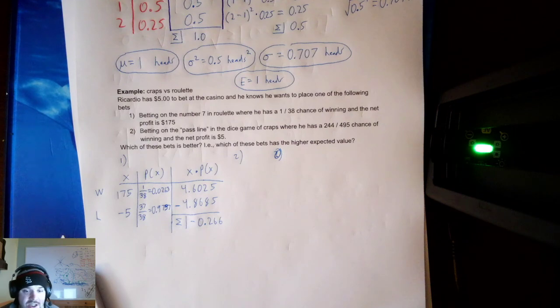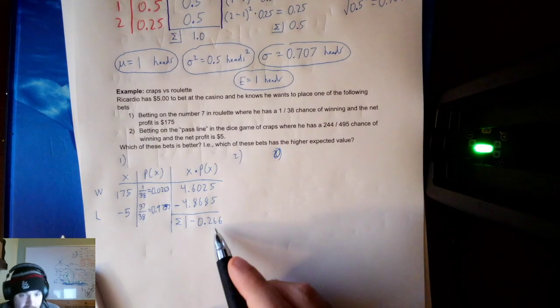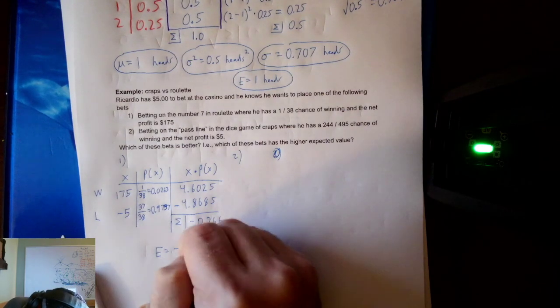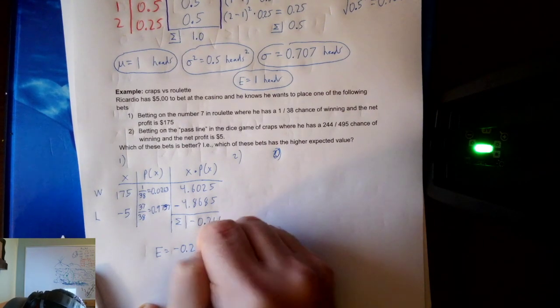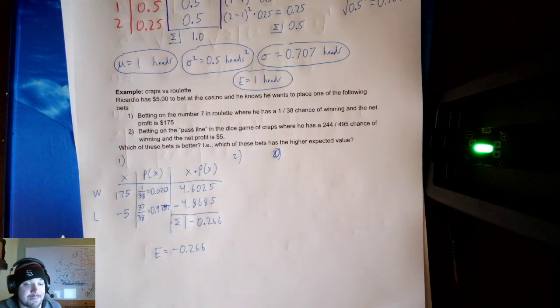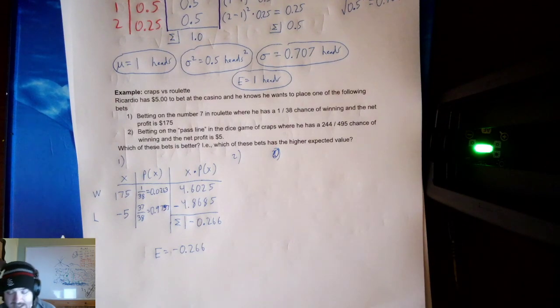Ricardio expects to lose about 26 or 27 cents. His E is negative 0.266. He should expect to lose around 26 cents every time he plays roulette. That's how casinos make money. Your expected value at a casino is always negative. Always. Otherwise, they don't make money, right? That's how casino games work. Your expected value will always be negative for any casino game. So, he expects to lose that much money in this game.